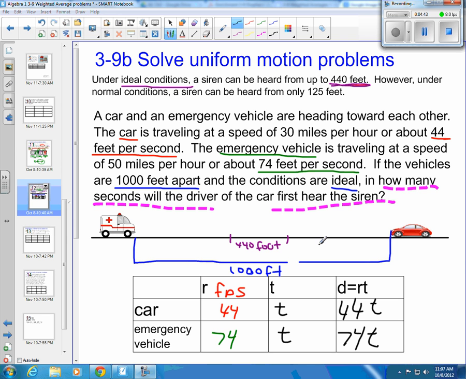Okay, so let's analyze this a little bit further. We want to know when we're only 440 feet apart. We know we're 1,000 feet apart, so we need to know how far they can actually travel. If I take the 1,000 and subtract the 440, that should give me the amount of distance the ambulance and the car should be allowed to travel together. When I subtract those two, I end up with 560. So the total distance of the ambulance and the car is allowed to be 560 feet.